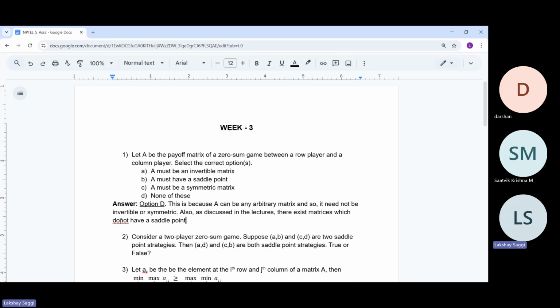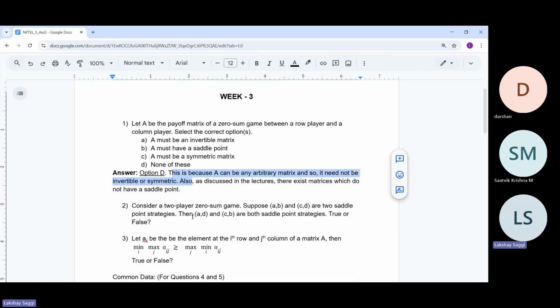And for these matrices, we say that the zero sum game does not have a solution. For these matrices, the zero sum games do not have a solution. This is essentially saying that the deterministic Nash equilibrium does not exist for games where there are no saddle points.